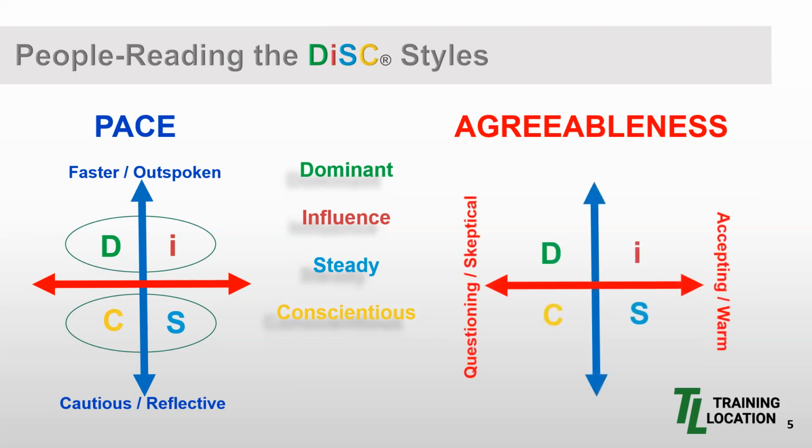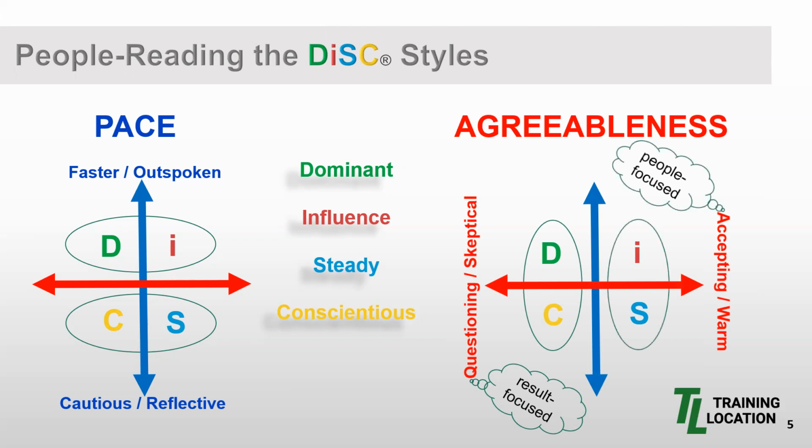Now let's look at agreeableness. We see that D and C share a questioning and skeptical agreeableness. They're considered result focused. We also see that I and the S share accepting and warm agreeableness. And again, we consider them people focused. In other words, these pairs each know a little bit about the language of the other. You can see how I make the same inference about language that I made in the PACE grid by looking at similarity in agreeableness. Now, this information will help when we begin to discuss people reading.